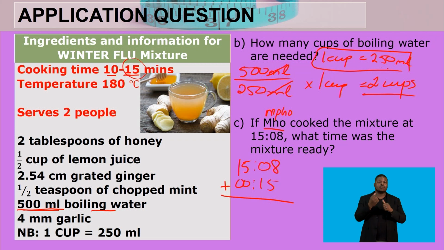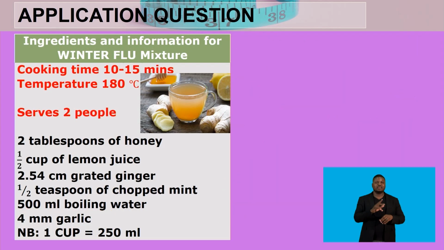Then what do we do now? We add our minutes. So we'll say 8 minutes plus 15 minutes. What is 8 plus 15? Take your calculator. It should be giving you 23. 8 plus 15, it gives us 23. And what is 15 plus 0? It gives you 15. So it means the time that the mixture will be ready is at 23 minutes past 3.